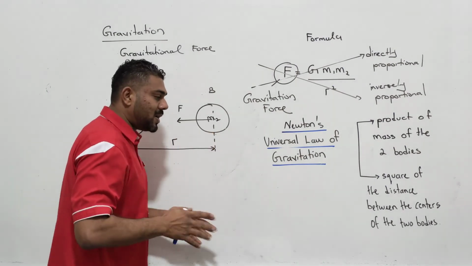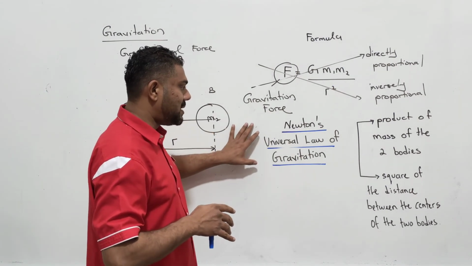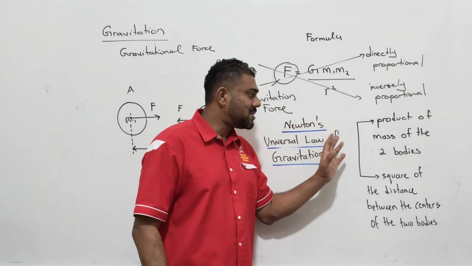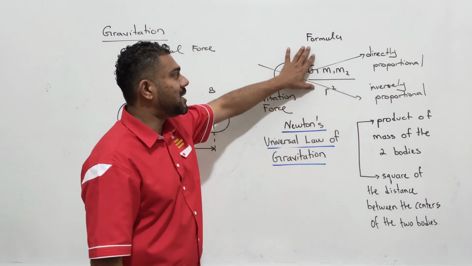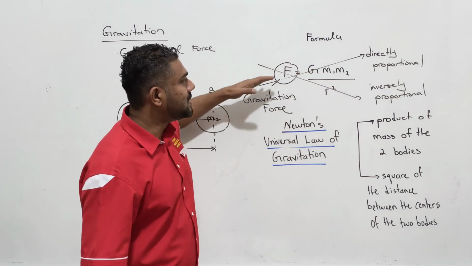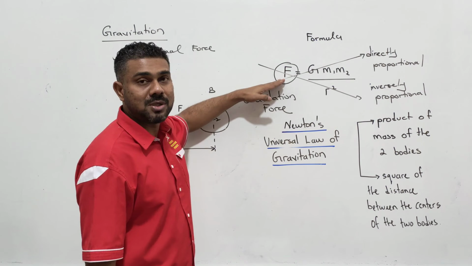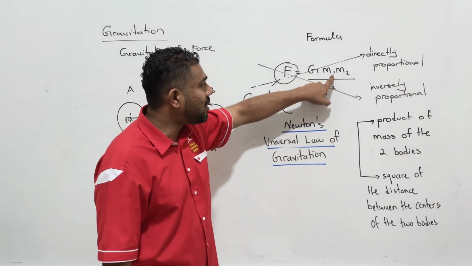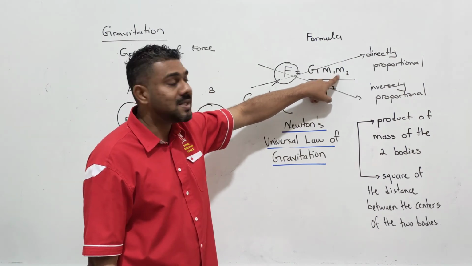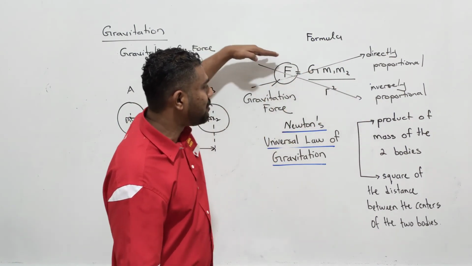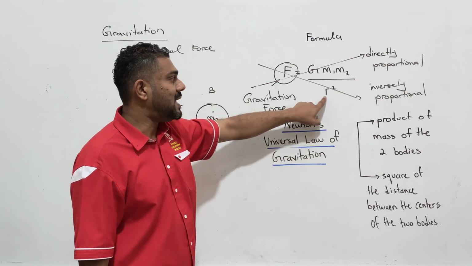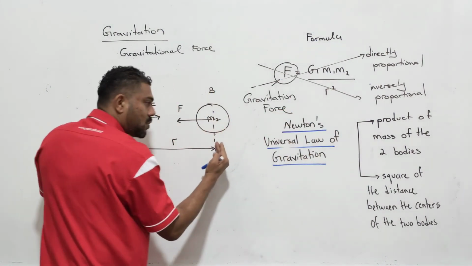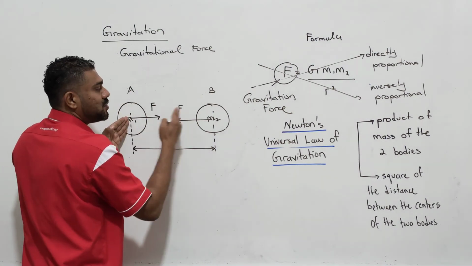Now, when you talk about Newton's universal law of gravitation, guys, try not to memorize the definition, try to understand. Just put this formula here and ask yourself, if it's like this, it's directly proportional. So directly proportional to what? Directly proportional to the product of the mass of the two bodies. And like this, I say inversely proportional. So your gravitational force is inversely proportional to the square of the distance, right, power of two? Square of the distance between the centers of two bodies.